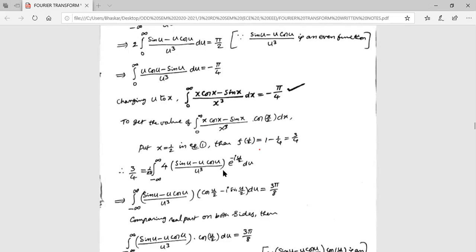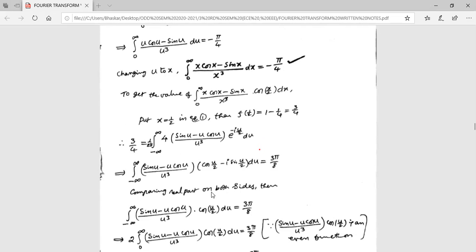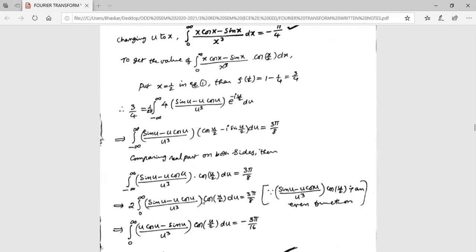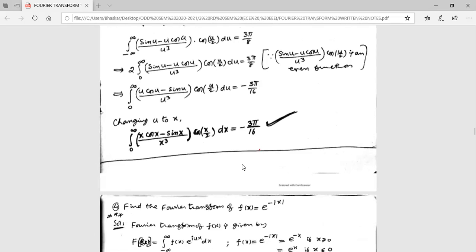Just cross multiply. After you cross multiply, compare only the real parts. If you compare only the real parts, you get the cos function as well as this function inside. You will get 3 pi by 8, which becomes minus 3 pi by 16. Like that, I am solving for the Fourier transform for different types of functions. Also, I apply the inverse Fourier transform for that. Like that, we are able to find the Fourier transform for different types of functions.